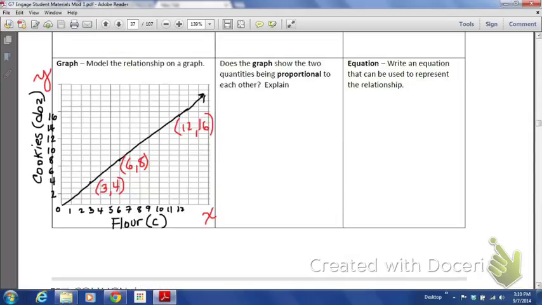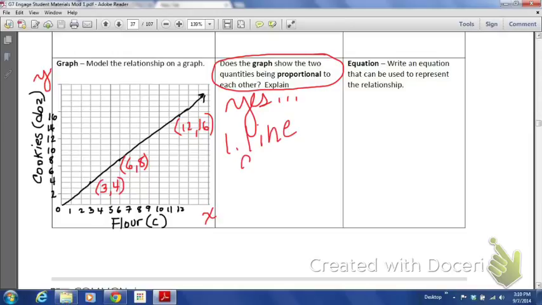When I do plot those points, I come up with a very familiar looking graph. We've seen this in the past, and the way it looks, it's going to explain the next question. It asks you, does the graph show the two quantities being proportional to each other? And that answer, of course, is yes, and we knew they were already. But using the graph to tell that is very important. What were those 2 criteria? First criteria was line goes through origin.